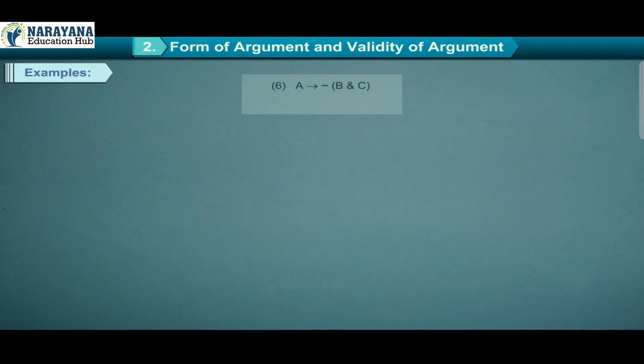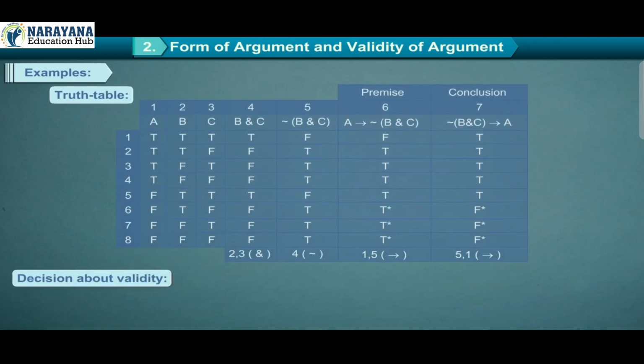6. If A, then not in bracket B and C, bracket over. Therefore, if not in bracket B and C, bracket over, then A. Truth table. Decision about validity.